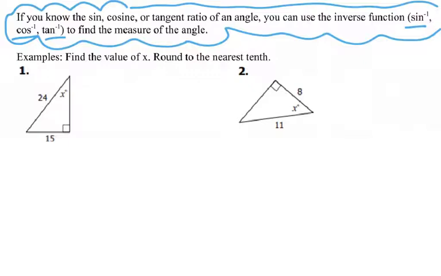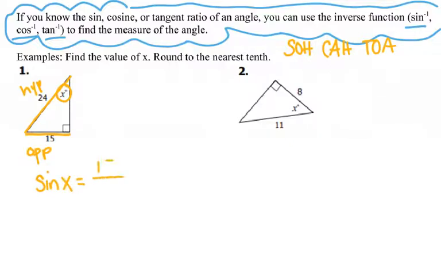Okay, so here's the first one we're looking at. Here's the angle I'm referring to. 15 is my opposite side, and 24 is my longest side, so that's my hypotenuse. The only trig function, and you can write them up here, SOH CAH TOA, the only trig function that deals with opposite and hypotenuse is your sine function. So here's how you set it up. The sine of the angle equals opposite over hypotenuse.